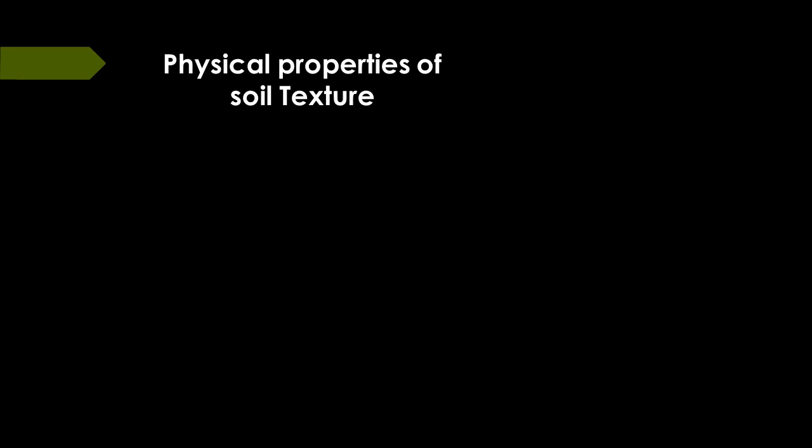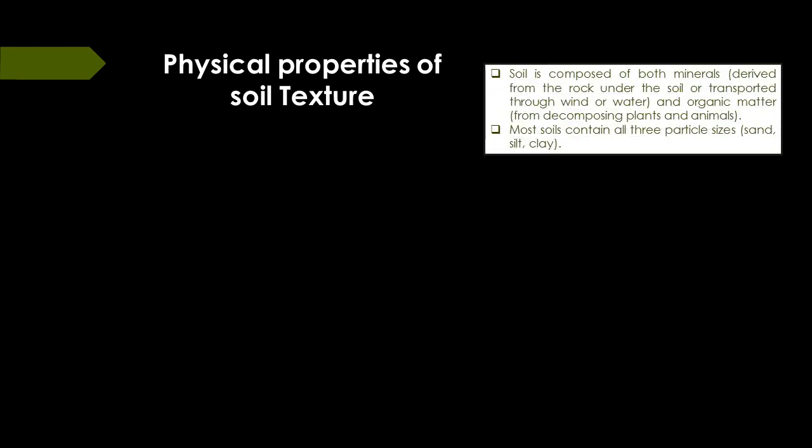What are the physical properties of soil? Soil provides a medium for growing plants and habitat for other organisms. Mainly it is composed of two materials. Number one, organic matter. Organic matter means the decomposed parts of dead plants and animals' bodies. And the other composed part is mineral. Mineral is derived from the rocks under the soil, and it is transported through wind or water to other parts of the earth.